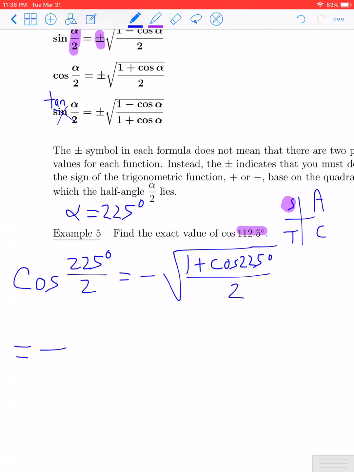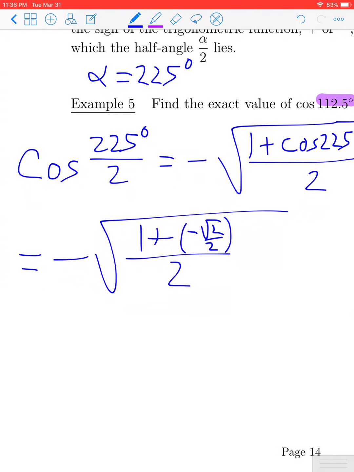So this is going to be the negative square root of 1 plus the cosine of 225 degrees. That's an angle in quadrant 3, where the cosine is negative. Its first quadrant angle would be 45. We know that the cosine of 45 is square root of 2 over 2. So this value should be negative square root of 2 over 2. This is the value. We just need to put it now in simplest terms.